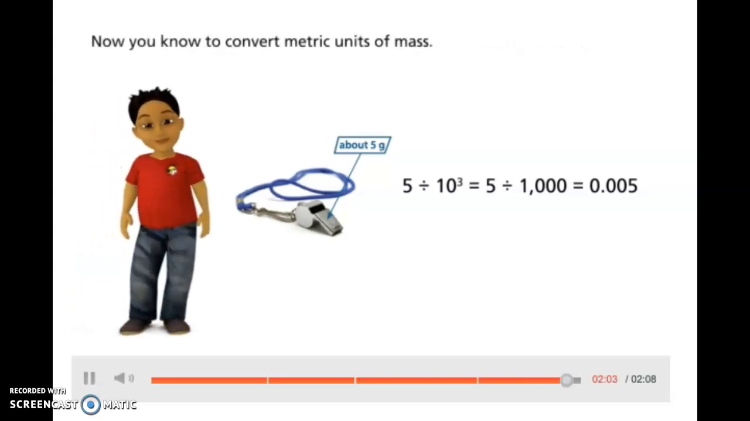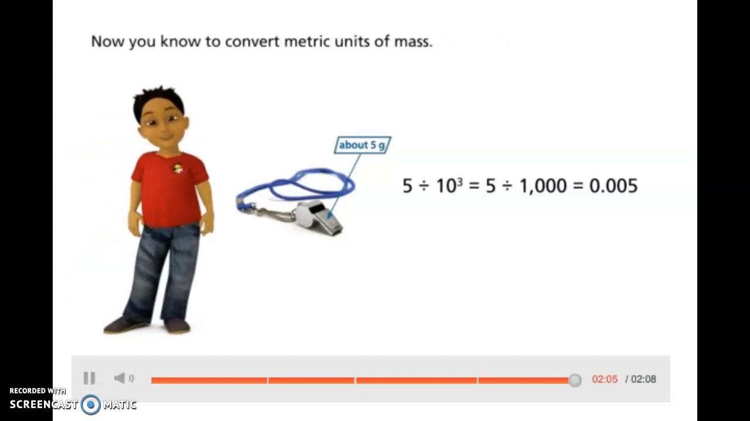Now you know how to convert metric units of mass.